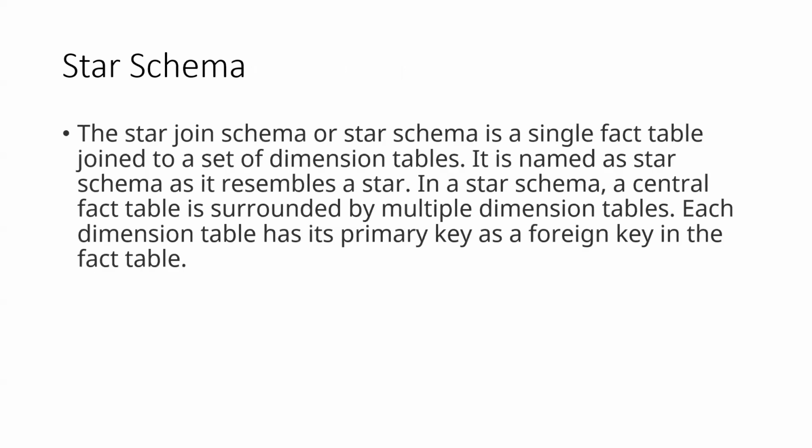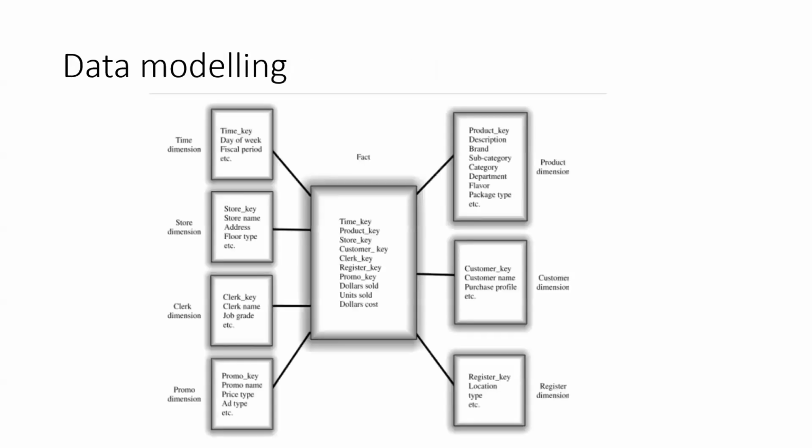The data model can be divided in two ways: one is called star schema and the other is called snowflake schema. This is a very important topic, and interviewers must ask the question: what is the difference between star schema and snowflake schema? For the star schema, there is a single fact table joined with multiple dimension tables. It's the same example I showed you. It's a star schema.